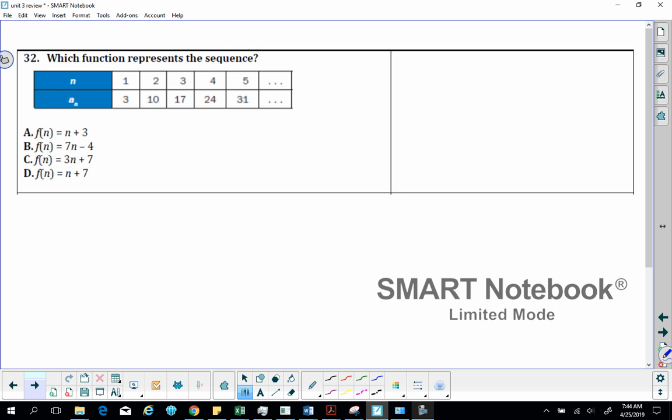Cool. This one, what was the answer? Number 30. C. Yep. No, it's not C. D. Which one? I put D. What is it? B. It's B.